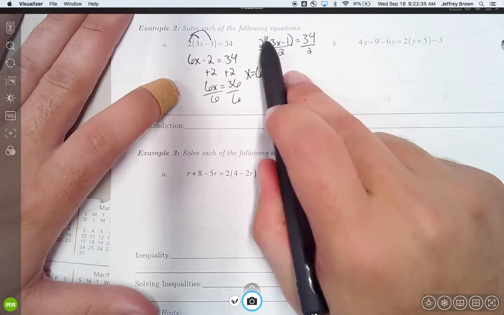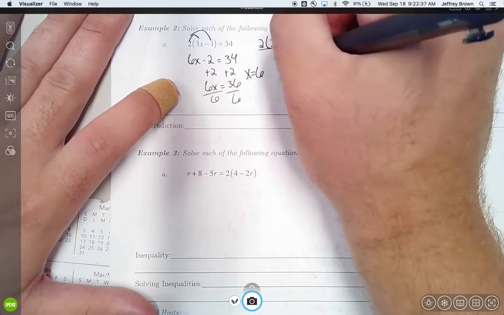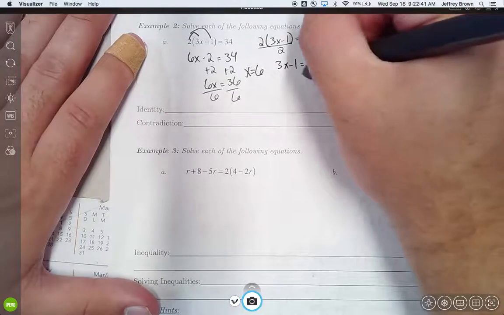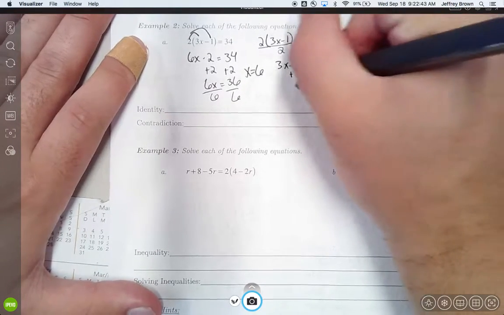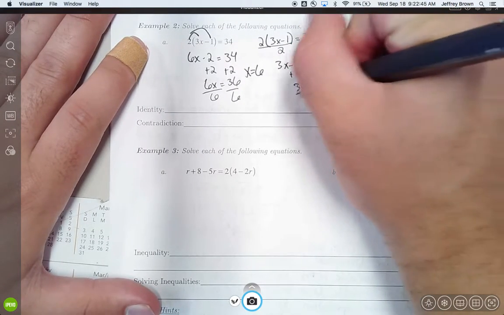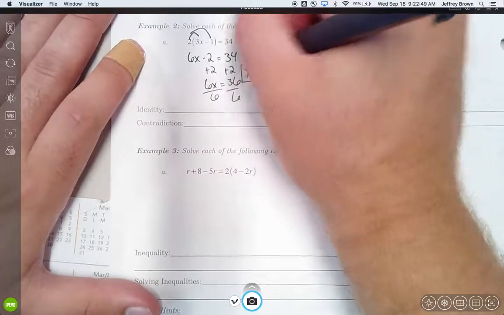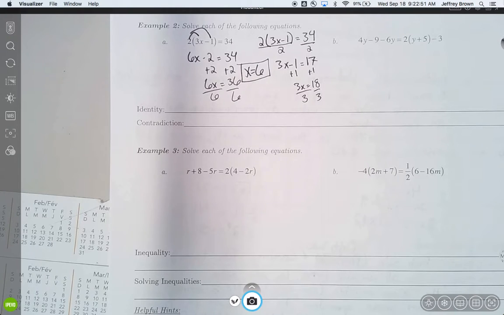When I do that, I then have 3x minus 1 is equal to 17. And I can continue to solve from there. So I'm going to add 1, gives me 3x is equal to 18. And if I divide by 3 on both sides, 18 divided by 3 again gives me my same answer of 6. So 2 different ways to do the same problem. Either one is fine. It is completely up to you which one you are more comfortable with.